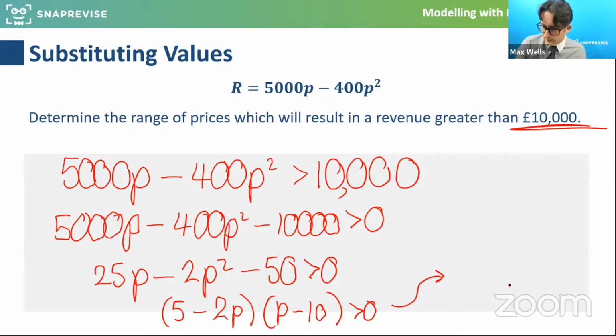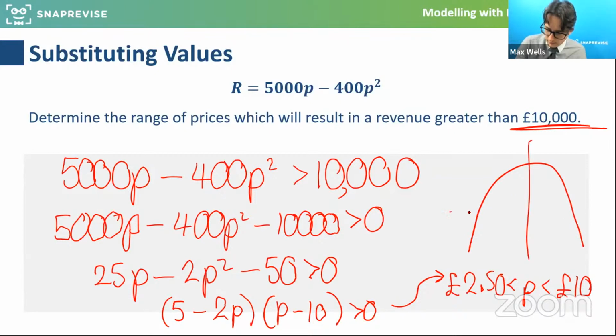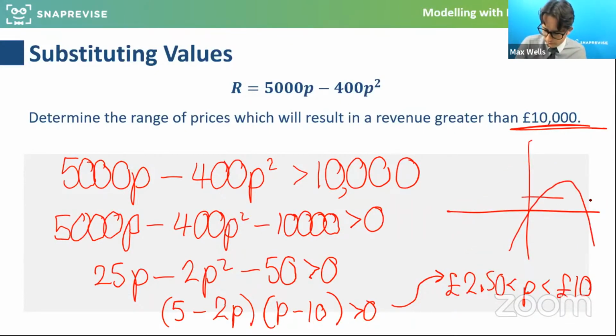So what that will tell us is that p is between £2.50 and £10. Kind of in there. That'd be the 10,000 mark, and the values that would correspond would be £2.50 and 10. Okay, so that's kind of how it would have worked for this one.